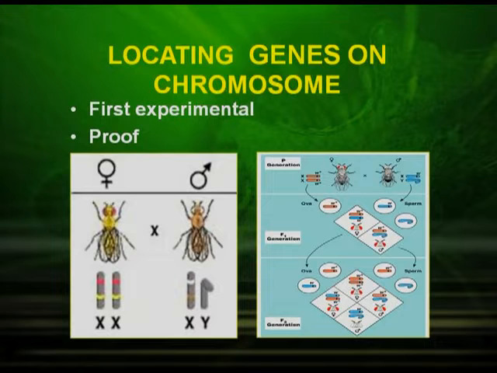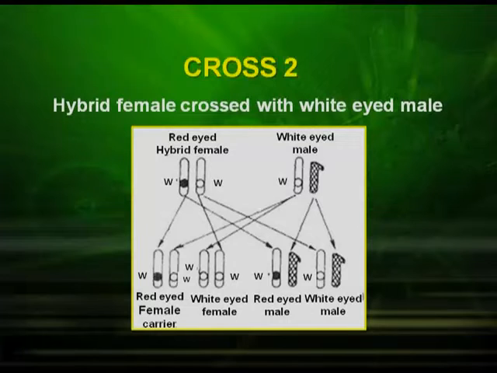In F2 generation, he observed a 3:1 ratio. The 3 were red Drosophila and 1 was white Drosophila. Now, in the next set of cross, he crossed the hybrid female with the white-eyed male. If you remember, the test cross is between the heterozygous condition and the homozygous recessive male.